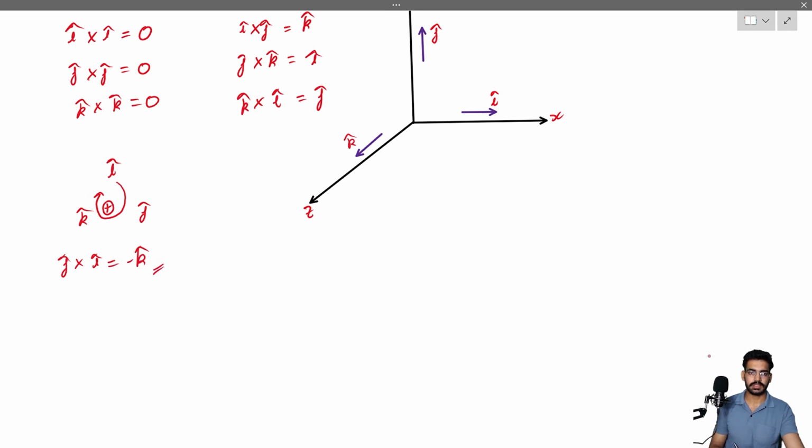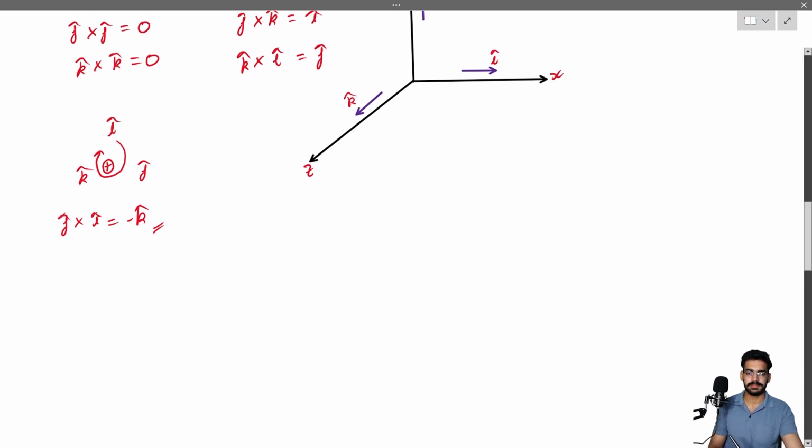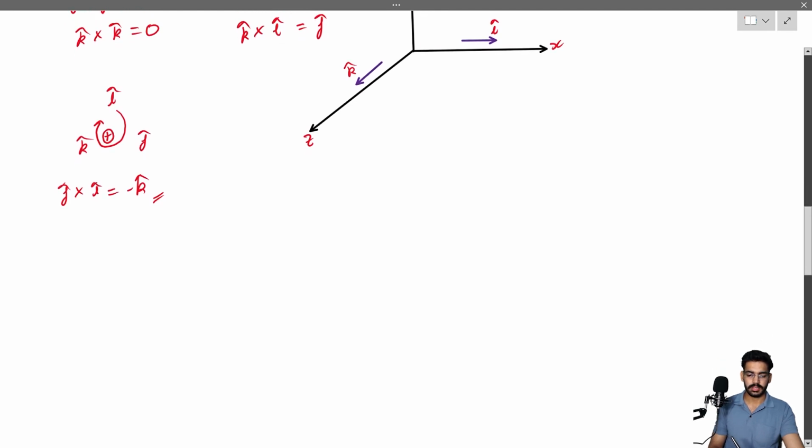If you go in this sequence, this one thing you can remember at least: i cross j is k, so you will get this sign. And if you go opposite to this circle, you are going to get a negative. This small thing you can remember.